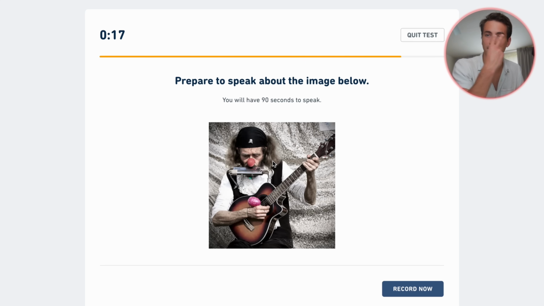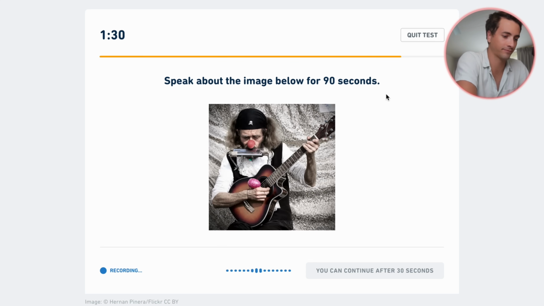All right, so notice how I stayed focused on the screen the whole time. That's what you want to do on the test. All right, so I'm going to prepare to speak about this image. This one actually seems quite easy because it's quite an interesting photo with a lot going on, but I'm going to stay focused on the screen.